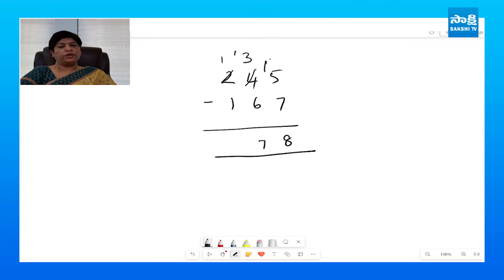So here we cross out 4 and then we reduce it by one, and then we give that 10 to the next number, making it 15. So 15 minus 7 gives you 8. We are going to regroup again until we reach the leftmost digit, which is 2. So here we repeat the process, as I said, until you have completed the subtraction in each column.